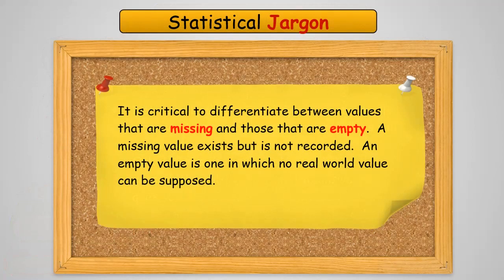A critical differentiation is between missing values and empty values. When a value is missing, it exists, but it's not recorded. Let's say a customer's weight. I don't know how much the customer weighs, but they do have a weight. And an empty value is one in which no real world value can be supposed. For example, what is your spouse's name? If you don't have a spouse, then your spouse doesn't have a name. That's the difference between missing and empty.